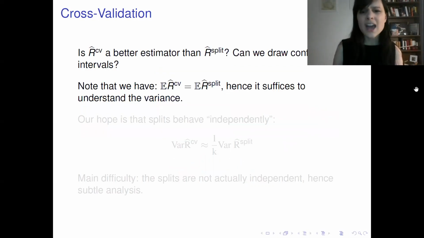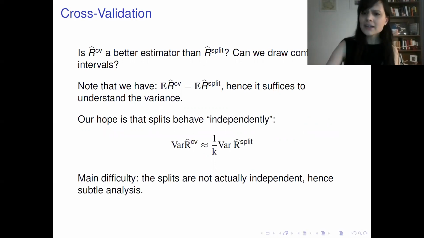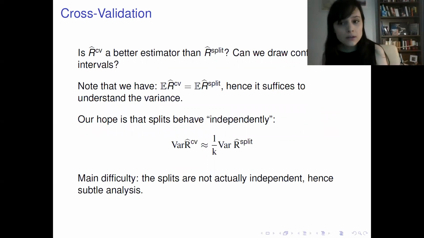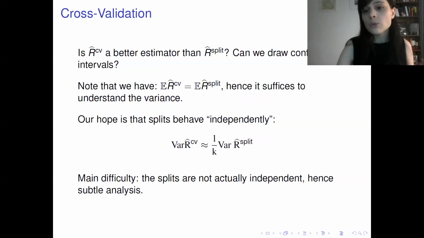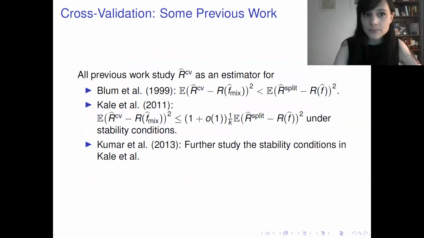So an important question is, how much better as an estimator is the cross-validated risk? And can we use it to draw confidence intervals? If all of my different splits were behaving independently, I would expect my cross-validated risk to converge square root of k times faster than the simple split between training and testing. And notably, I would expect the variance to be k times smaller. However, here there might be a lot of dependence between the different estimators, notably if I'm doing leave-one-out cross-validation. So we require a bit more subtle analysis.